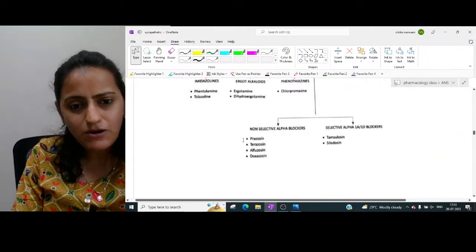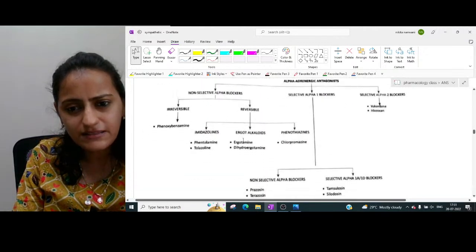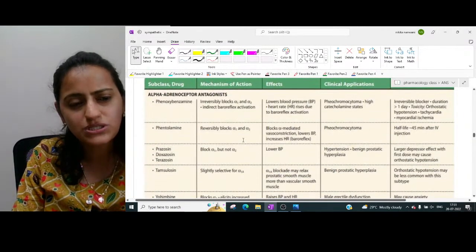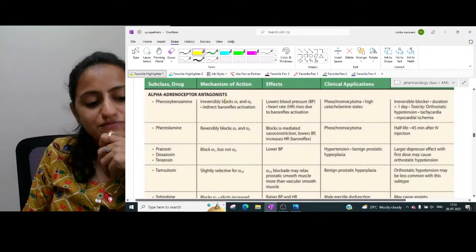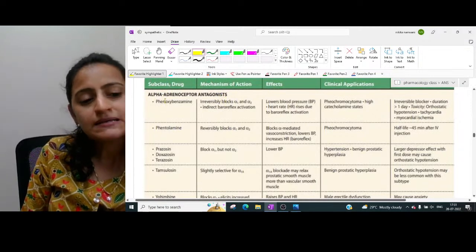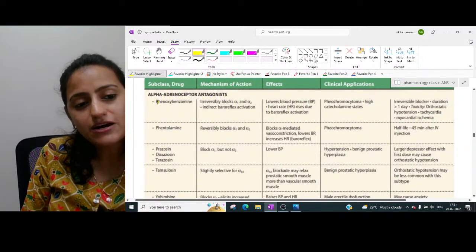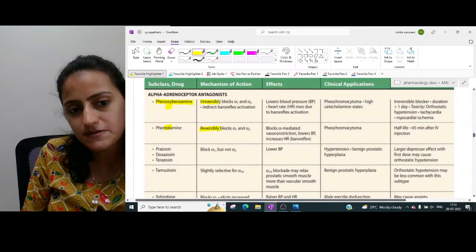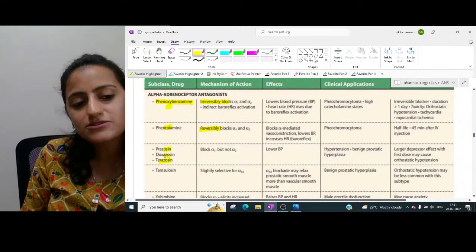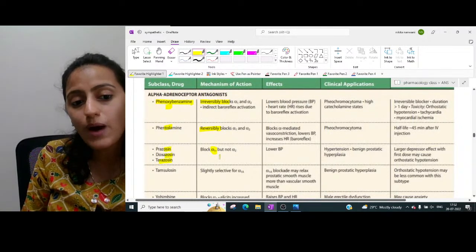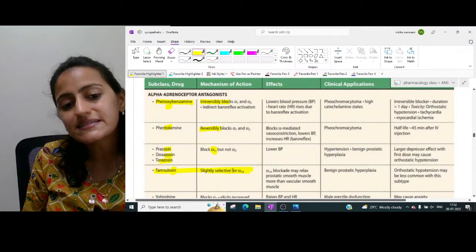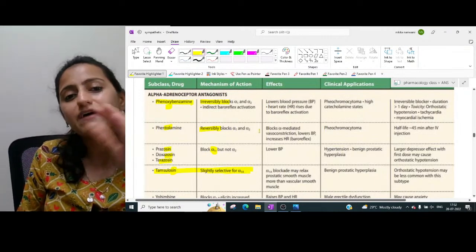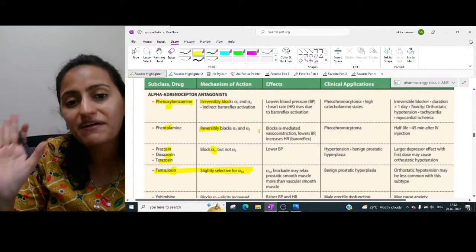So that was about these drugs. We have done these drugs. Now let's go to the antagonist, the alpha antagonist. Try solving questions on ANS pharmacology to understand this concept. Alpha adrenergic antagonists: phenoxybenzamine is irreversible, phentolamine is reversible. Prazosin, terazosin, doxazosin are alpha 1. Tamsulosin is also alpha 1, but remember this is important, it is alpha 1A selective, with less alpha 1B, so there is less effect on blood pressure.